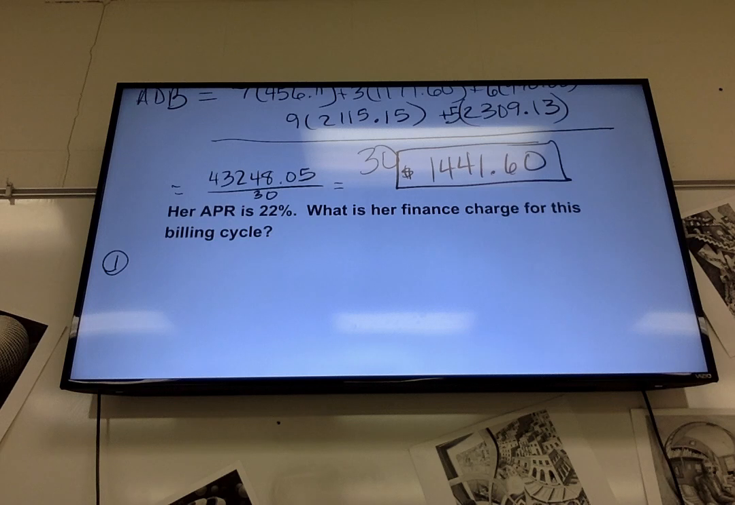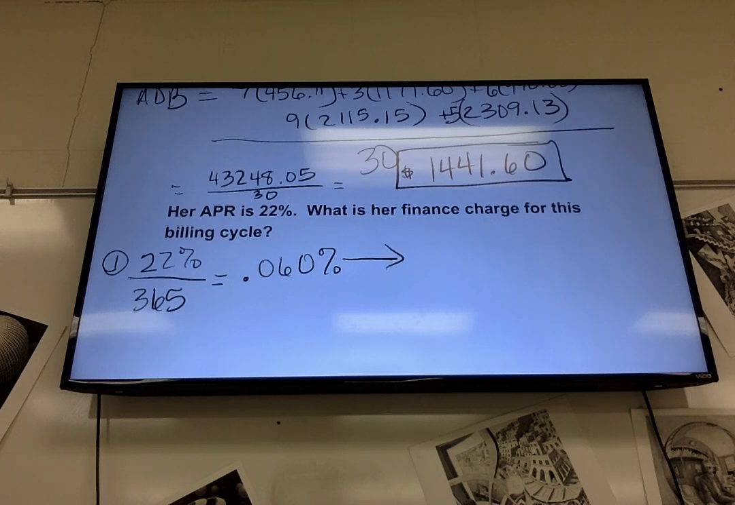Okay, what was step 1? Angela, do you remember? Or are you looking it up real quick? That's fine. Divide the APR by 365 to get the BPR. Very good. 22% divided by 365, which we can do first and then move the decimal if we want to. We got 0.060%.